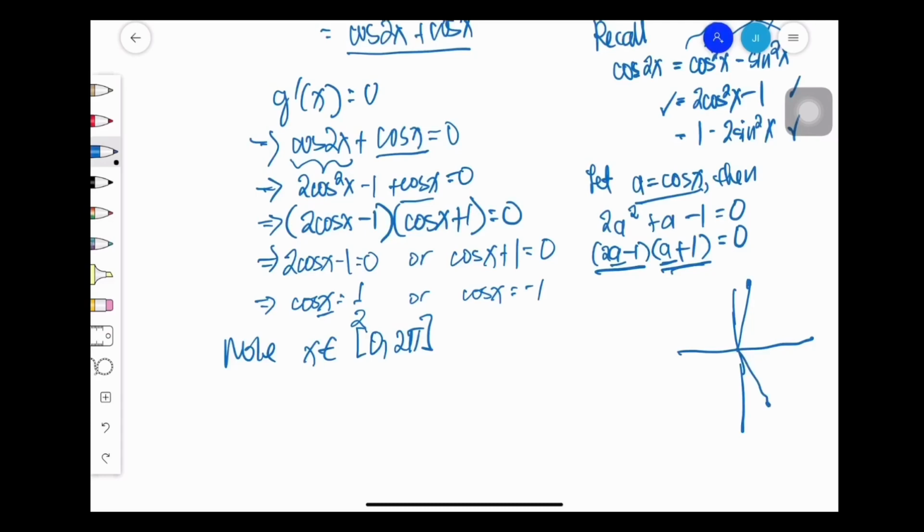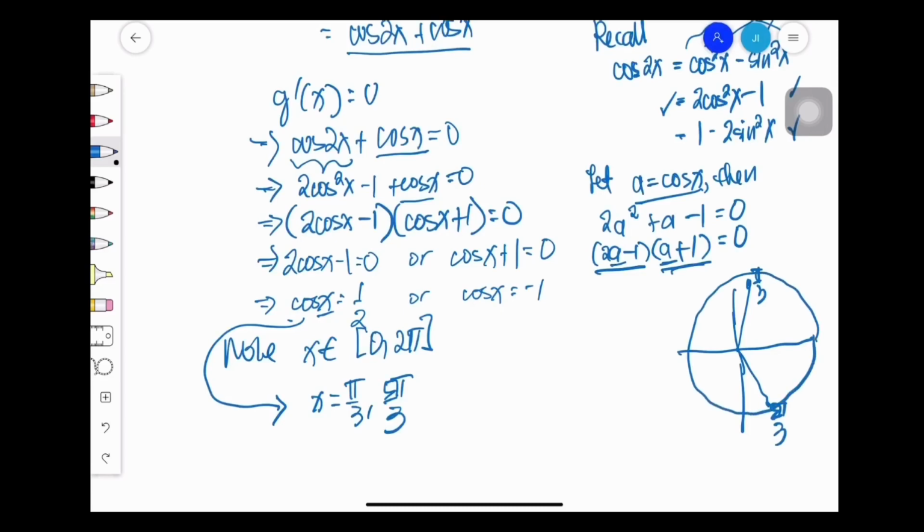So in here, x must be pi over 3 and 5 pi over 3 in the interval 0 to 2 pi. Then for cosine x equals negative 1, cosine of an arc length is negative 1 when it is in the negative x axis. So meaning x must be pi. Okay, so we have 3 zeros of g prime of x.